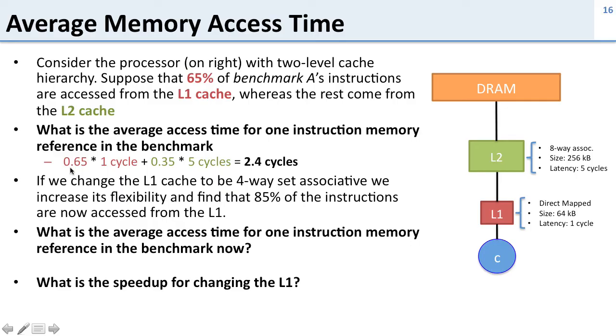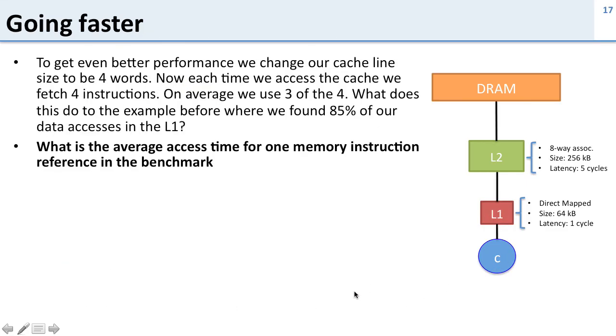Okay, so here we have 65% of the time we hit in our L1. If we look at our L1 here, it takes 1 cycle, plus the rest of the time, 35% of the time we hit in our L2, which is 5 cycles. So it's going to be 2.4 cycles average for one memory instruction. Now what happens if we change this? Well, we now have 85% hitting in 1 cycle. So this goes up to 85% at 1 cycle and 15% at 5 cycles. So it goes down to 1.6 cycles. So what's the speed up? Well, it's 33% faster. So if we can increase the effectiveness of our L1, that's great.